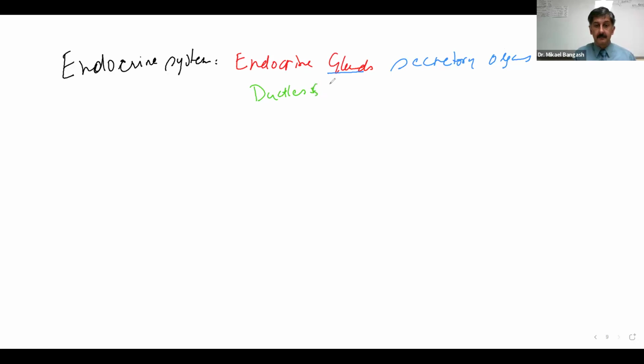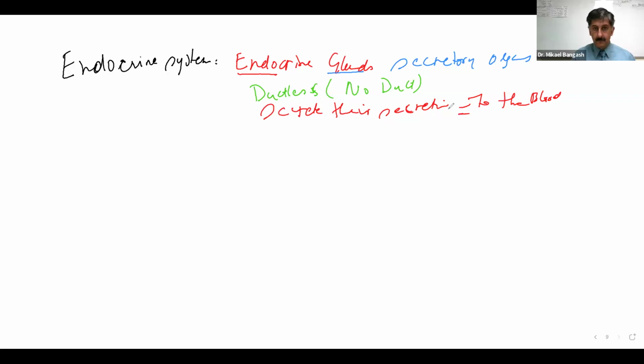And what does it mean to be ductless? That they have no duct. Unlike your salivary glands, they will have ducts. Your sebaceous glands, they will have ducts. Your lacrimal glands, they will have ducts. So on, so on. Your sweat glands, they have ducts. But your endocrine glands do not have ducts. So since they don't have ducts, that's why we call them endocrine, because they secrete their secretions into the blood. So the into the blood here makes them endocrine glands.